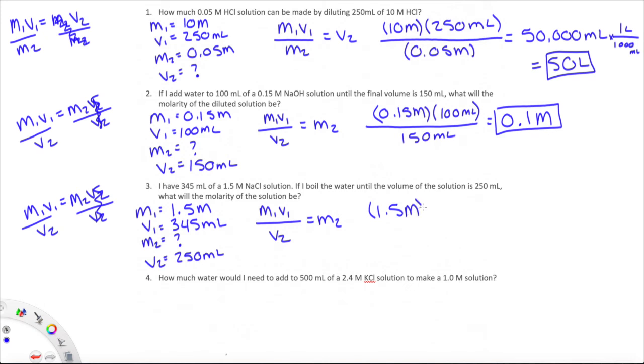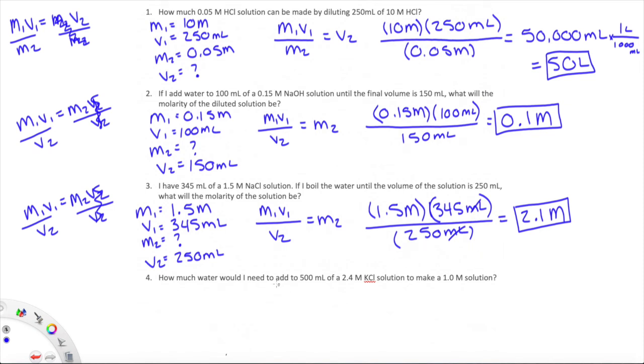1.5 molar multiplied by 345 milliliters, divided by 250 milliliters. And if I plug all of that into my calculator, the answer says 2.07, but if I'm looking at significant digits here, I have 2 here, 2 here, and 3 here. So I'm going to round that to be 2.1 molar. All right, so there is my final answer. Milliliters is going to cancel out here.